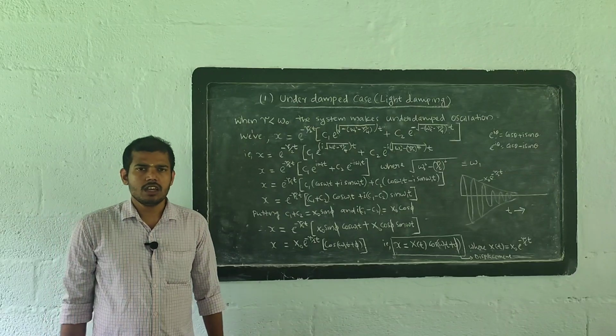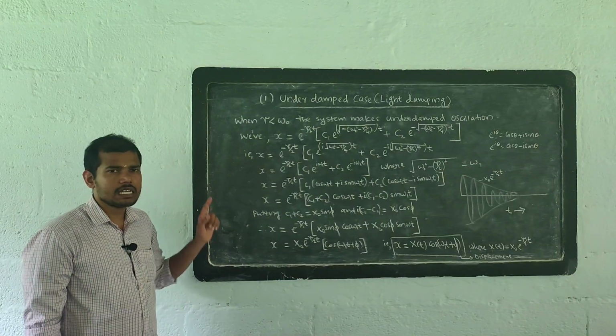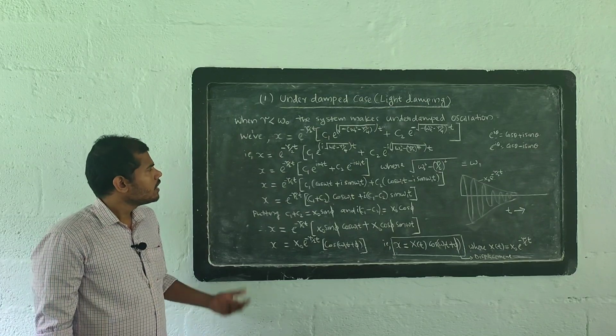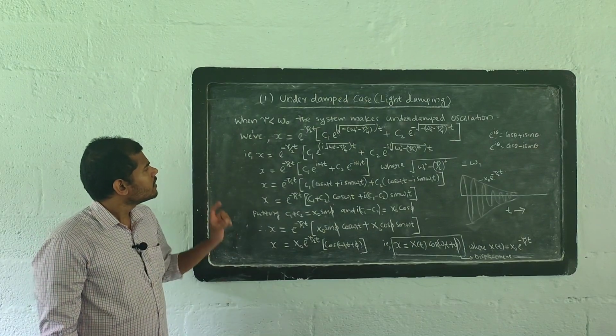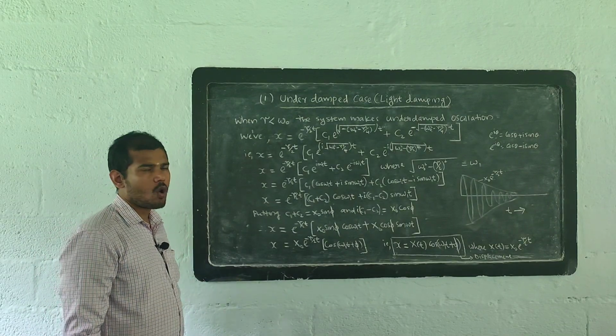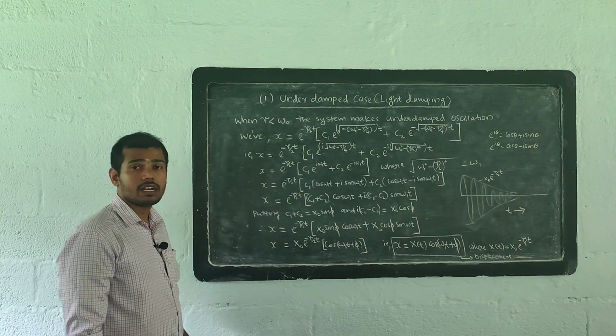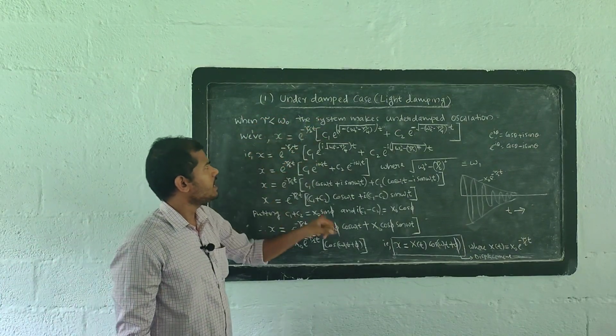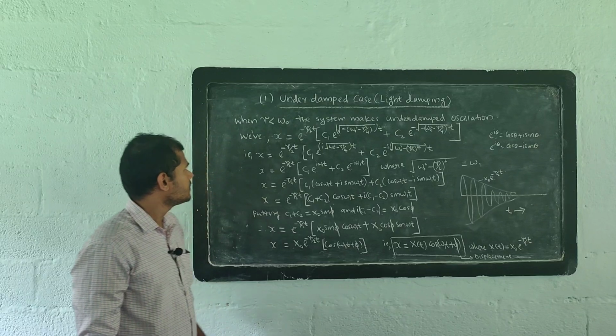Hi friends, now we are going to discuss the three special cases of damped harmonic oscillators. We name the three special cases: underdamped case, overdamped case and critically damped case. First we have to discuss the underdamped case, or light damping case.